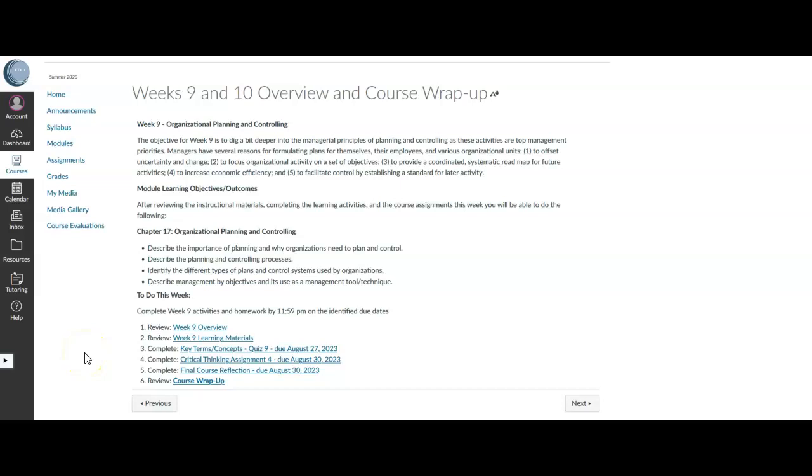So you'll be covering organizational planning and controlling as a topic, and then you will have different activities that are due. The things that you want to pay most attention to are the dates here, because there are a few different dates. You have a quiz that's due. That's over the topic of organizational planning and controlling. You have your last critical thinking assignment, which is your leadership/management philosophy that you've been working on, and your final course reflection. Those are both due August 30th, and that basically is the end of the class.